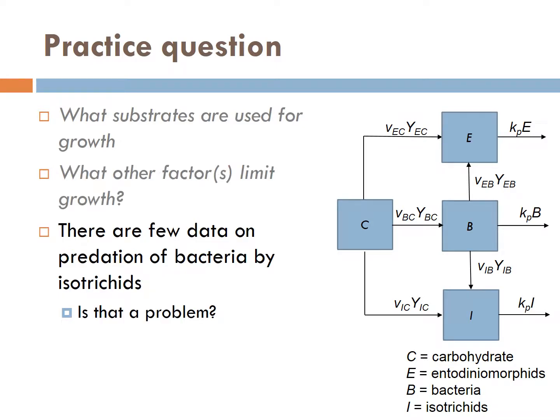The last question we have for this diagram points out that there are few data on predation of bacteria by isotrichids. Is that a problem? It could be a problem. As we discussed before, the model shows uptake of bacteria by the isotrichids by predation. In order to solve the model, we need parameter values for this predation. We either need to find parameter values for predation or take this representation out of the model. If we don't, the model won't work.